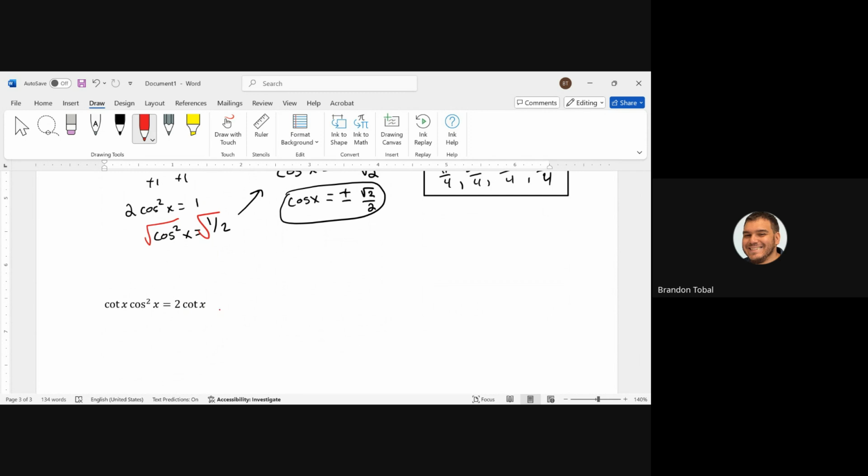All right. So in this case, I have 2 cotangent on both sides. Because I have cotangent on both sides, it's kind of annoying. So how do I leave that? Well, if I divide cotangent here and I divide cotangent here, then they cross out. And now I don't have to deal with them anymore. So it becomes cosine squared x equals 2. Square root both sides. Cosine x equals root 2.